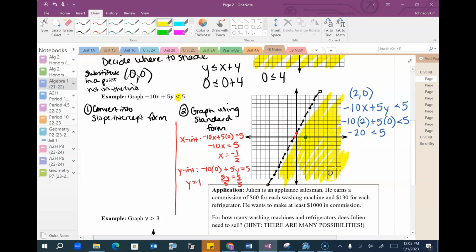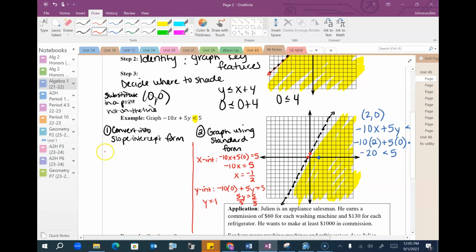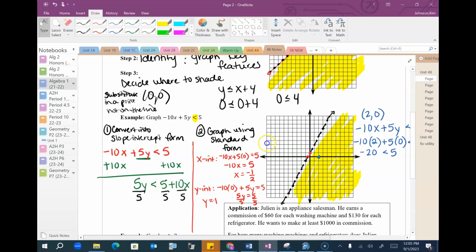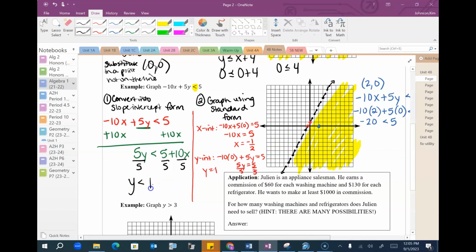If you want to convert this into slope-intercept form, that's also acceptable. So converting this into slope-intercept form, you have negative 10x plus 5y is less than 5. To get the y by itself, we would first add the 10x to both sides. And then we would get 5y is less than 5 plus 10x. Then we would divide everything by 5. And so you end up with y is less than 1 plus 2x. We have a y-intercept of 1 and a slope of 2. So we can plot our y-intercept of 1.